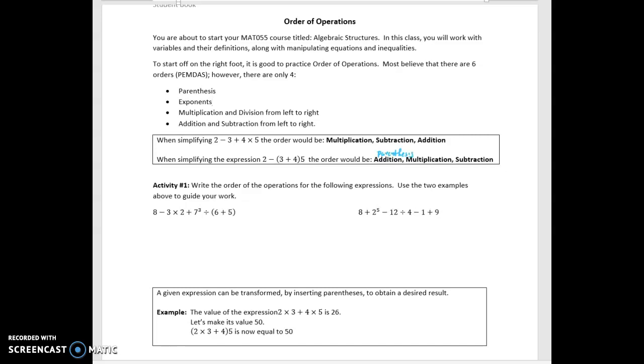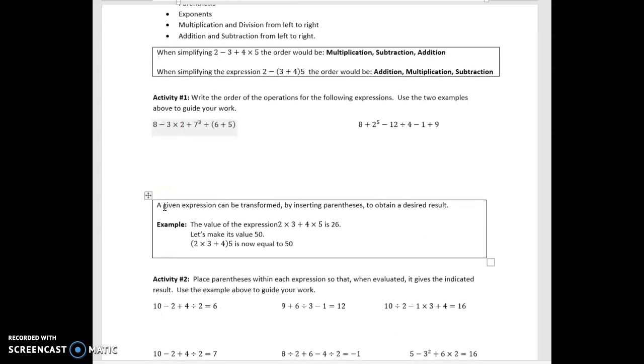So if we look at this first problem, we have some grouping symbols, we have parentheses, we have some exponents, we have some multiplication, we have subtraction, addition, and division all there. So the first thing we want to do is look at those parentheses. So we can either write parentheses or we can write addition. The next thing is exponents.